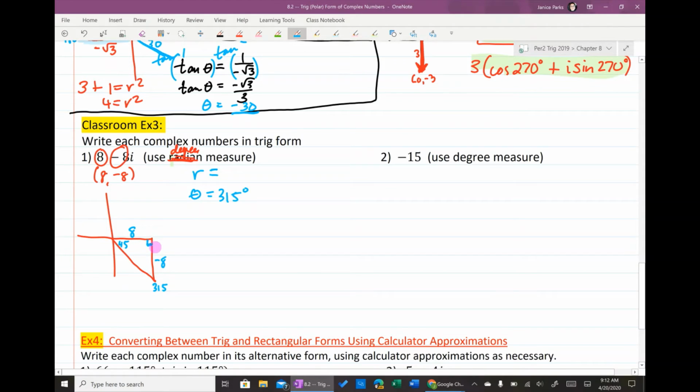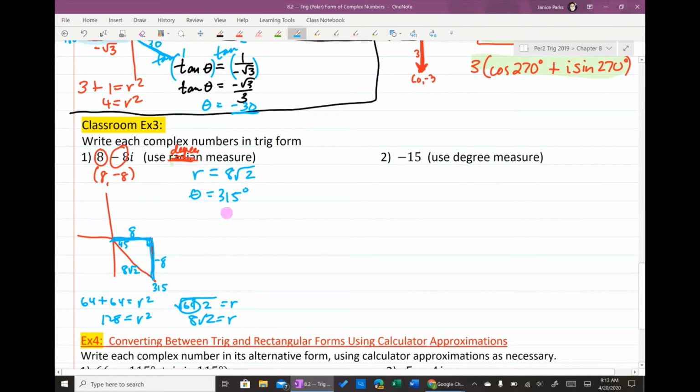Also, because it's a 45, 45, 90, if that's 8 and that's 8, then that has to be 8 radical 2, if you remember the formula for doing that. For 45, that's always radical 2 times the legs. If you did the Pythagorean theorem, you get 64 plus 64 equals r squared, 128 equals r squared. So the square root of 128 is 64 times 2. So that's 8 radical 2 for r.